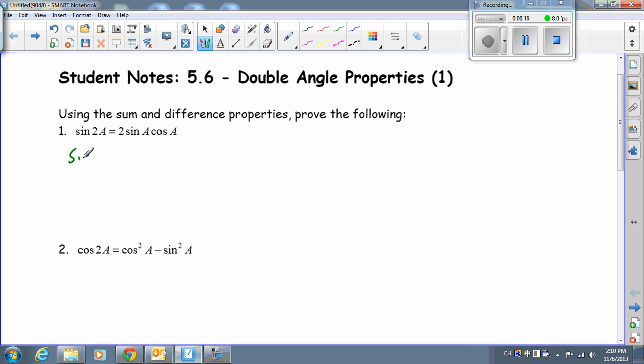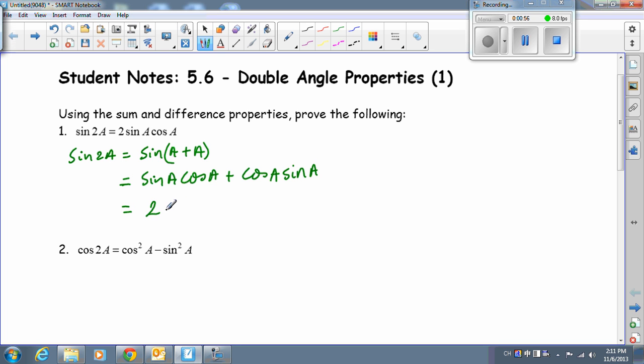So I will say sine of 2a is the same thing as sine of a plus a. Now you know how to expand this sine of a plus a. Well, this is equal to the sine of a times the cosine of a plus the cosine of a times the sine of a. This is nothing other than 2 times the sine of a cosine of a.